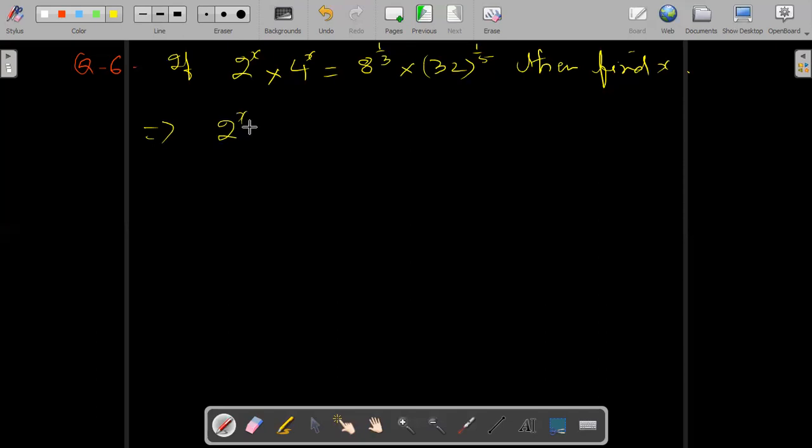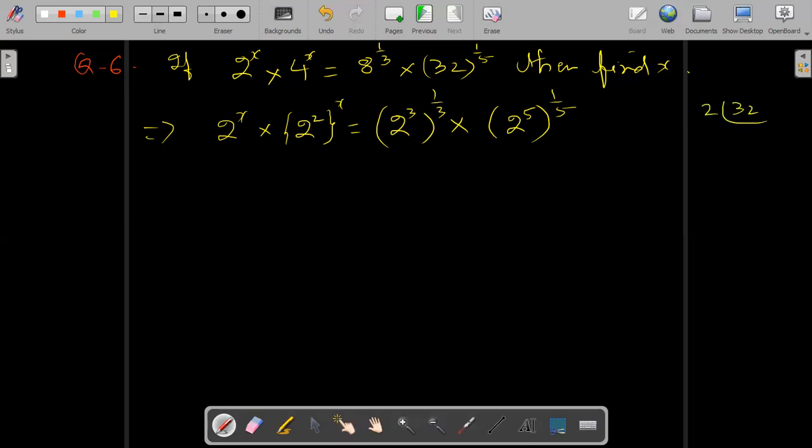2 raised to power x into 4 can be written as 2 raised to power 2, raised to power x, and 8 can be written as 2 raised to power 3, raised to power 1 by 3, and 32 can be written as 2 raised to power 5, raised to power 1 by 5. If you are unable to find it, you can divide and check how much power 32 will get. 2 6 are 12, 2 8 are 16, 2 4 is 8, 2 2 is 4, and 2 1 is 2. So 5 times, you can see 2 raised to power 5.